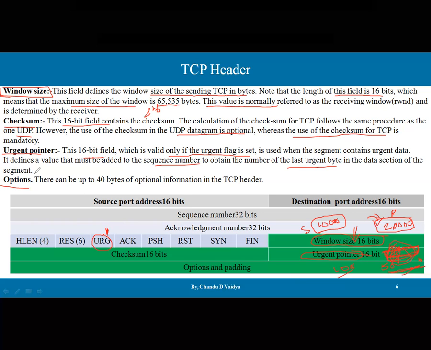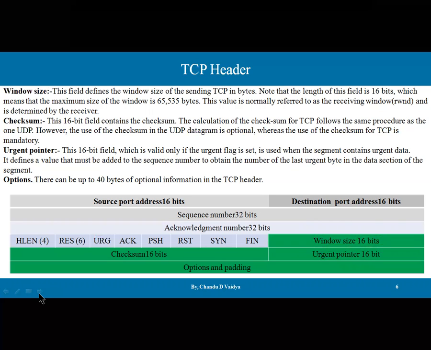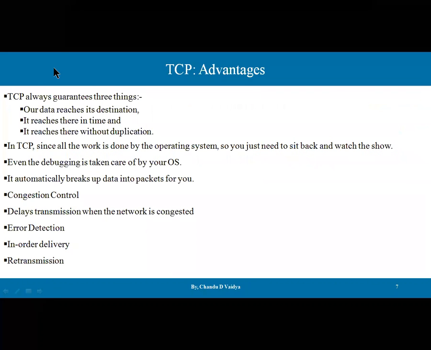Then the next field is the option field. There can be up to 40 bytes of optional information in the TCP header, and then the options and padding are going to be used. That is, if the data is more than that size, the optional field can be used. Okay, so these are all the fields available in the TCP header.